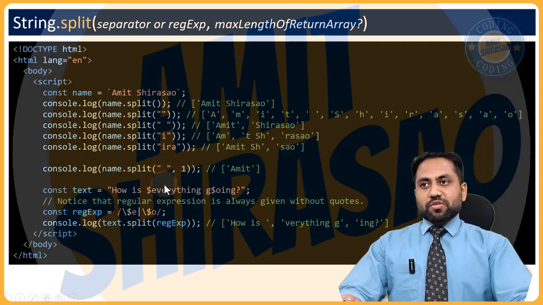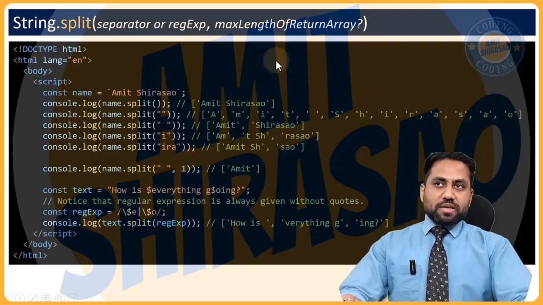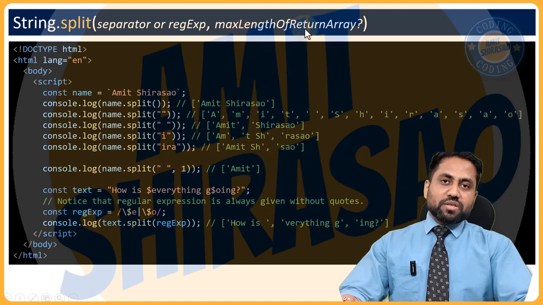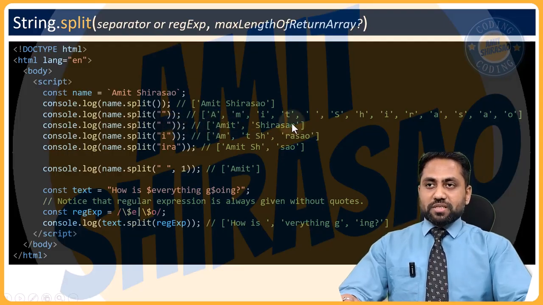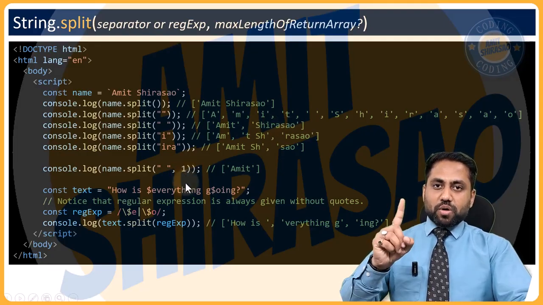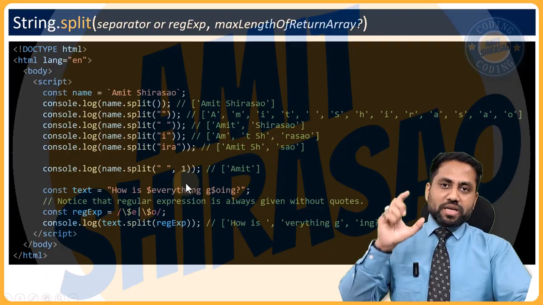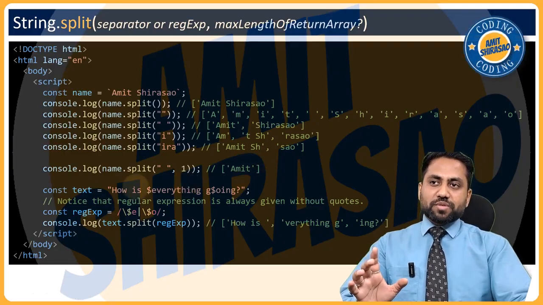Now, if I say split using a space, but let the maximum length of the array be just 1. When I did that here, it gave me an array having Amit and Shirasao. These are two elements in the array. But here I said the returned array should have only one element. That means it should have length 1. So it is giving me only Amit.